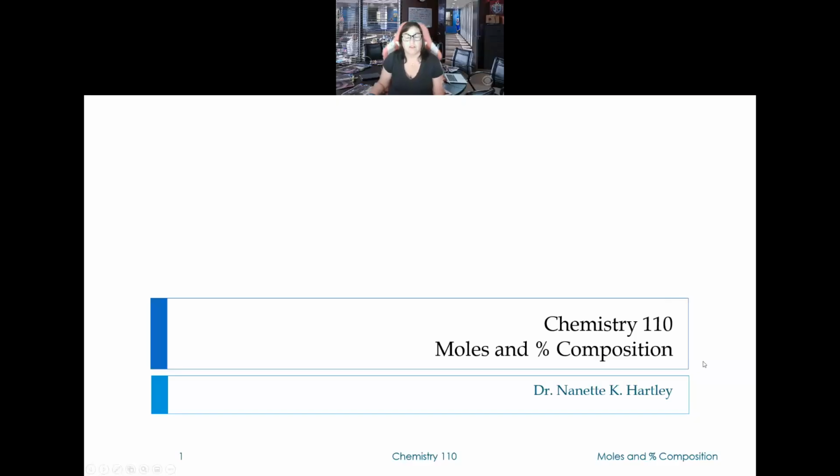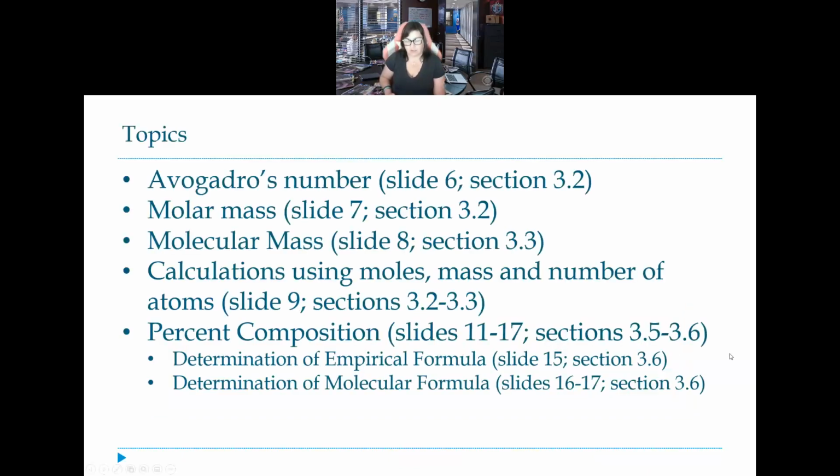All right, let's go ahead and get started. I will share my screen so that you guys can see what I'm talking about. So like I said, moles and percent composition. Awesome. So what are we going to talk about today?